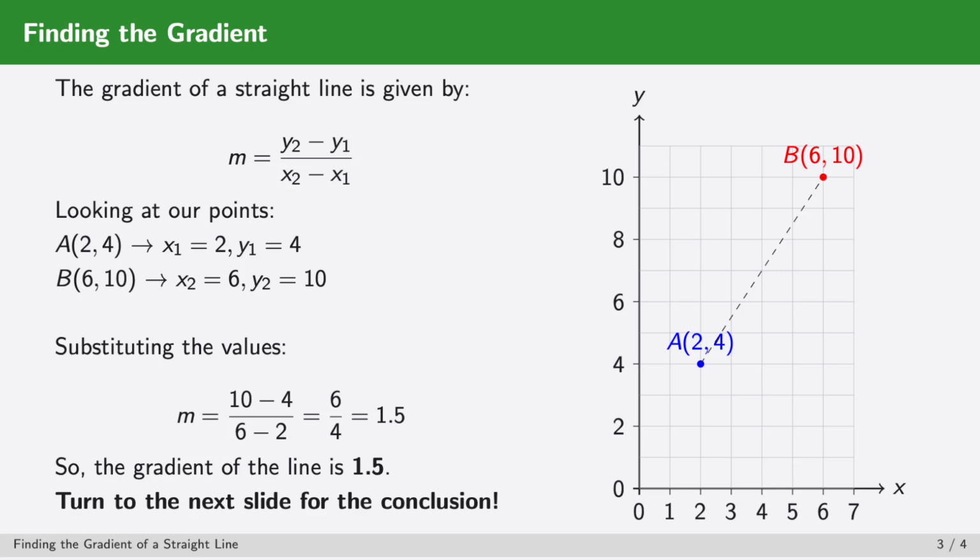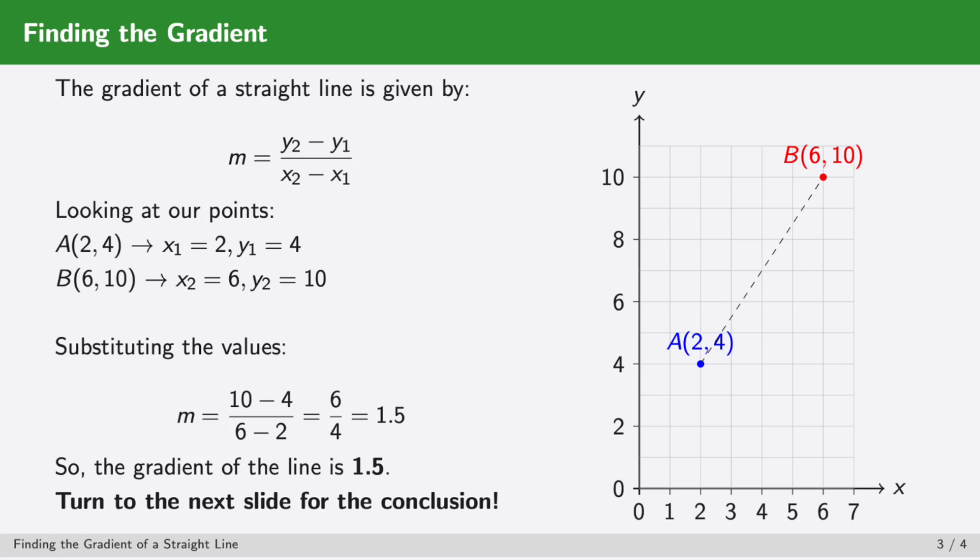Looking at our points, point A has x1 equal to 2 and y1 equal to 4, while point B has x2 equal to 6 and y2 equal to 10. Substituting these values into the formula, the gradient equals 10 minus 4 over 6 minus 2. That simplifies to 6 over 4, which further simplifies to 1.5.